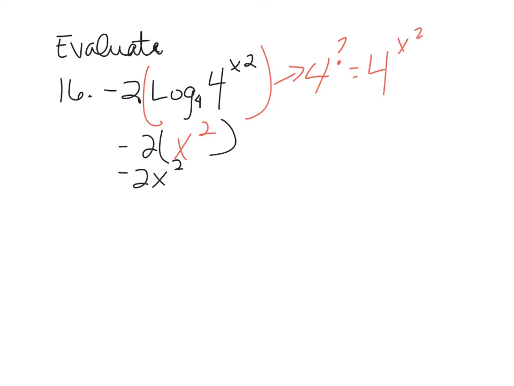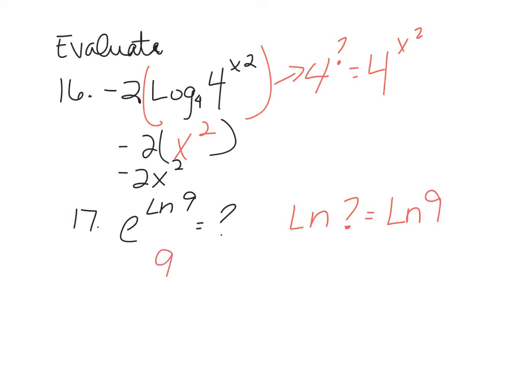And then if we look at, say, number 17, e to the natural log of 9 equals question mark, and we rewrote this as a log, it's the natural log of what is equal to the exponent, the natural log of 9. And that's why the answer is 9, because they're inverses of each other. So really, we're just getting what's inside there.